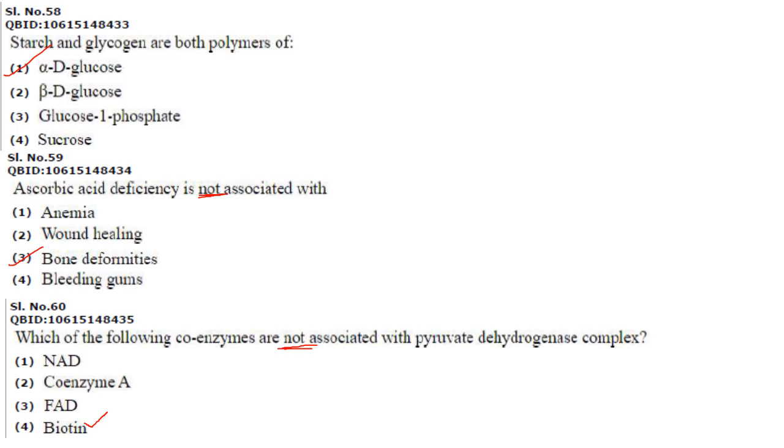Then next one, which of the following coenzymes are not associated with pyruvate dehydrogenase complex? So there are 5 different coenzymes. They include thiamine pyrophosphate, lipoic acid, coenzyme A, FAD and NAD. So out of these, biotin is the one which is not associated with pyruvate dehydrogenase complex. So the answer here is option 4.